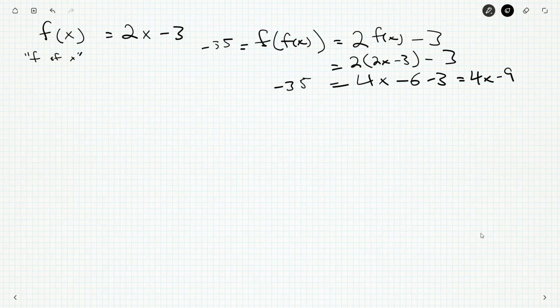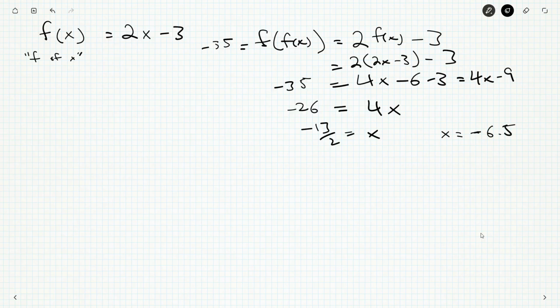Add 9 to both sides, and we'll get 4x over here. Adding 9 to both sides, we'll get negative 26, which is odd, but okay. And divide by 4 on both sides, you'll get negative 13 over 2 is equal to x. Now, they gave us a decimal in the question, so maybe we should give them a decimal back, but I think the fraction's the better way to go. Negative 6.5. So that's if you're very comfortable with fractions.